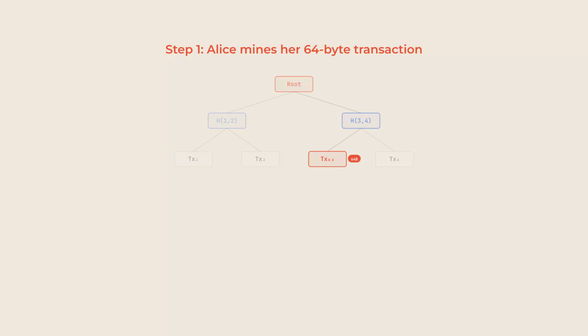Step 1. Alice broadcasts her 64-byte transaction. It looks weird, but it's technically valid, so miners include it in a block. It lands in the Merkle tree as a leaf. Let's call it transaction 64.